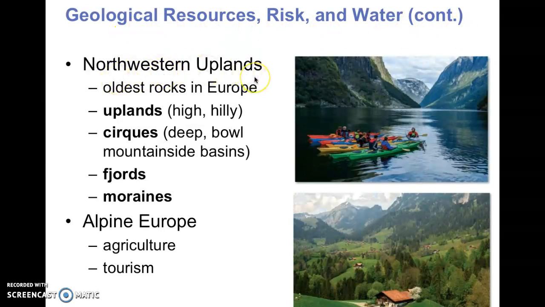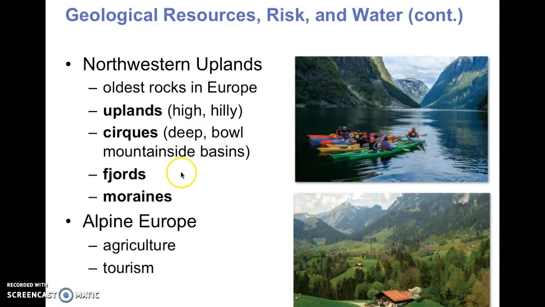The Northwest uplands are the oldest rocks in Europe. The uplands are high and hilly. The Northwest uplands have a lot of cirques, which are deep bowls where glaciers formed. Sometimes the cirques are the cause of glaciers, sometimes they are caused by glaciers. And there are mountainside basins and fjords, which are areas where glaciers have retreated, like this area right here.